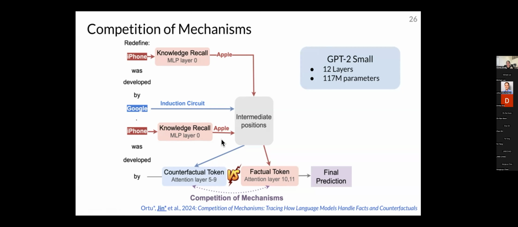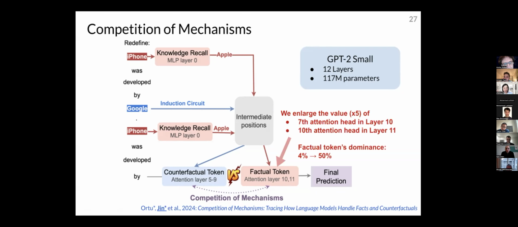And then another circuit happening within the transformer is that the word Google has been copied by an induction circuit. So the attention layer pays strong attention to the word Google, and then it is incorporated in the later calculation. Finally, there are some later layers which trade off whether it should pay more attention to the counterfactual token or the factual one, the correct knowledge recall Apple. And then finally, it will generate the final prediction token.